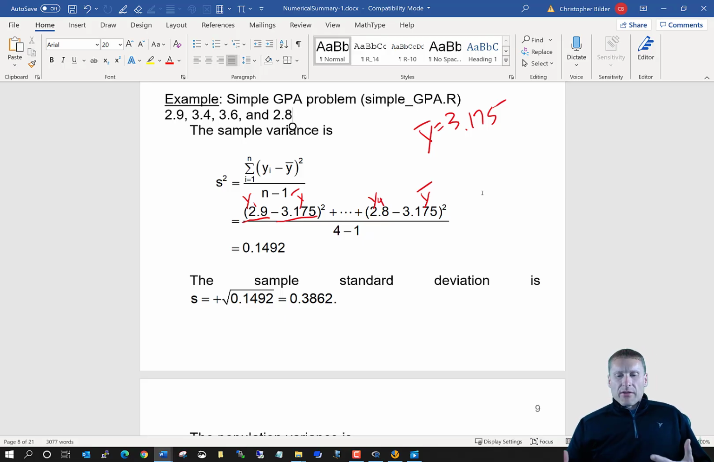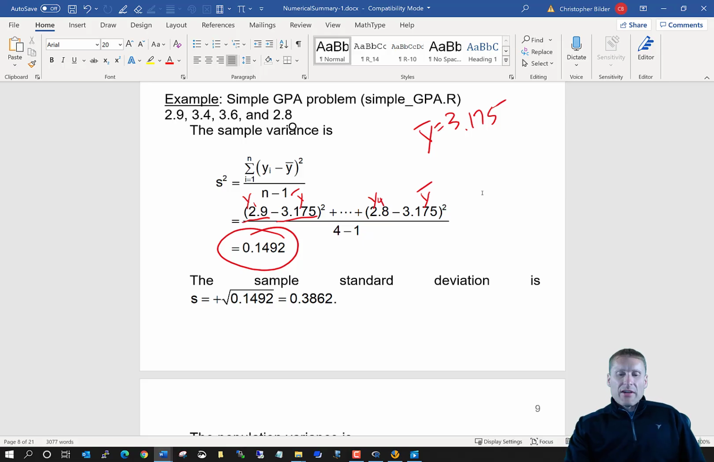We take each sample value, subtract the mean, square it, add them up, and divide by 4 minus 1, or 3, and we get 0.1492 as the sample variance. Do note that on a test, I often give a small problem for a small set of observed values, where I have students calculate the variance essentially by hand to show that they can work with that mathematical expression for it.